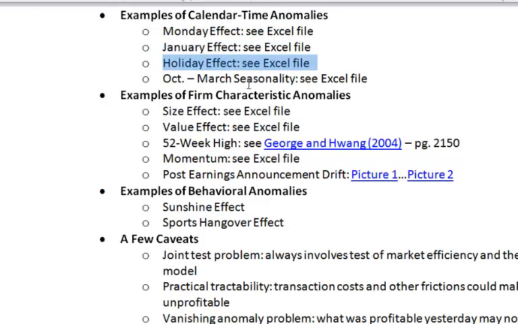The last calendar time anomaly I would like to demonstrate to you is the October through March seasonality effect, which suggests quite simply that the lion's share of the returns in the stock market occur between the months of October and March.